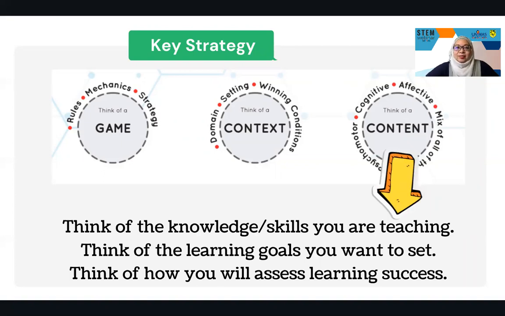And the content itself, think about the knowledge and skills that you want the students to take away from this whole experience. Because when we involve students in the gamified lesson, the whole experience has got to be something that is lasting, that they would remember. Think about the goals that you have set and how you will assess it. So maybe you want to have some kind of rubrics to find out whether they are learning, how much they are learning, through the experience.